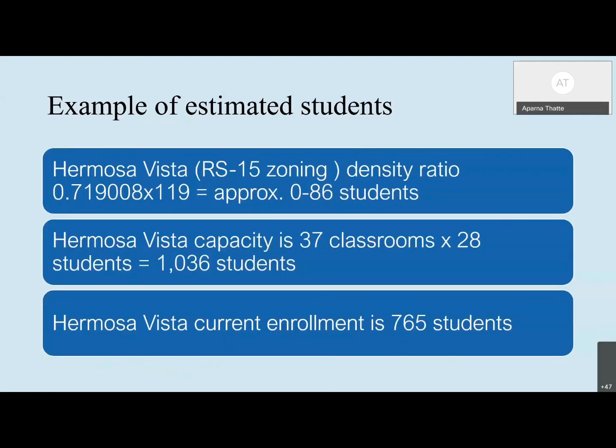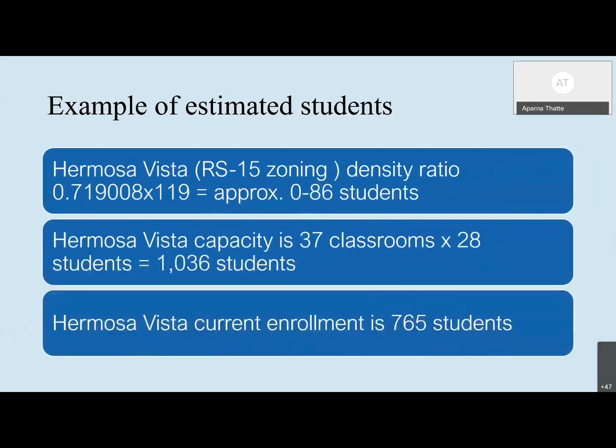So here's an example of an estimate of future students. For Hermosa Vista, with the RS15 zoning, which is 15,000 square foot lots, the density ratio would be 0.72, multiplied by the new development number of units, which is 119. So you get an approximation of 86 students. Hermosa Vista capacity at the time was 1,000 plus students, and enrollment is 765. So Hermosa Vista does have the capacity to accommodate these students.